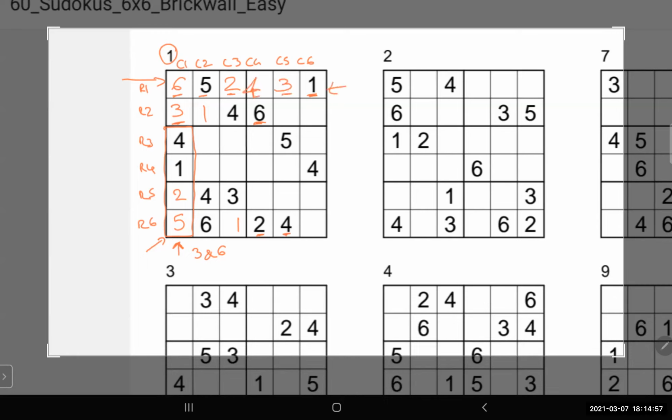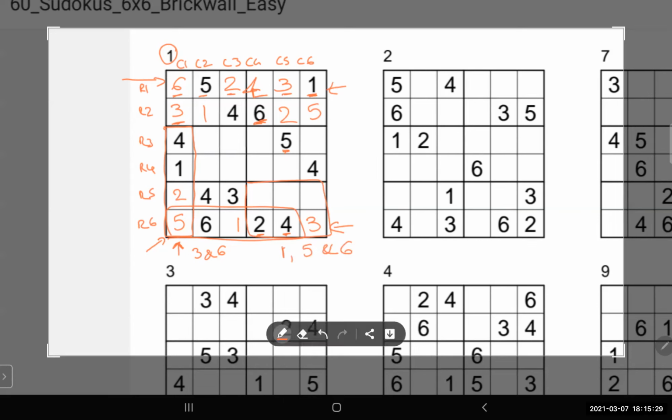Look at this grid. 1, 3, 4, 6. What are the missing numbers? 2 and 5, sir. I have 5 here. Correct. Now look at this row. We already have 5 numbers. What is the only missing number? 3, sir. So this is 3. Now look at this grid. What are the missing numbers in this grid? 1, 5, 6, sir.